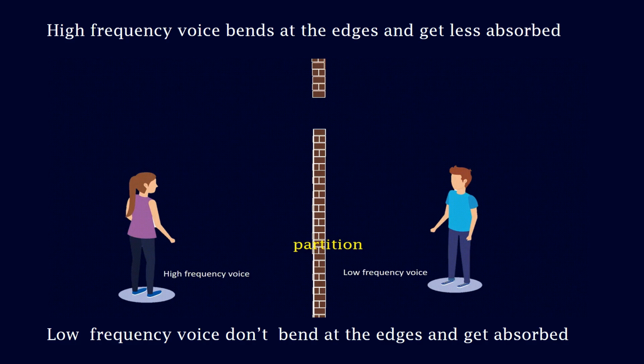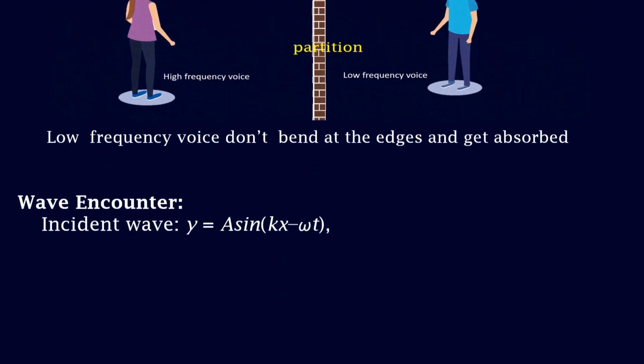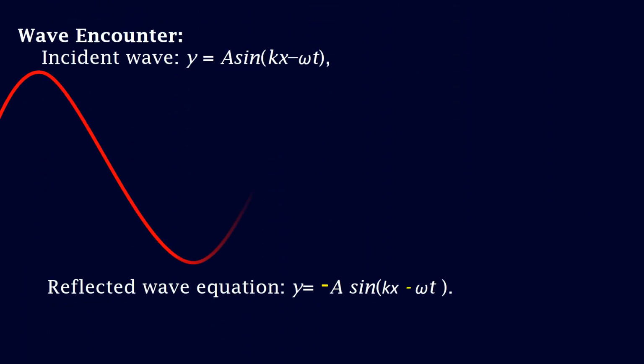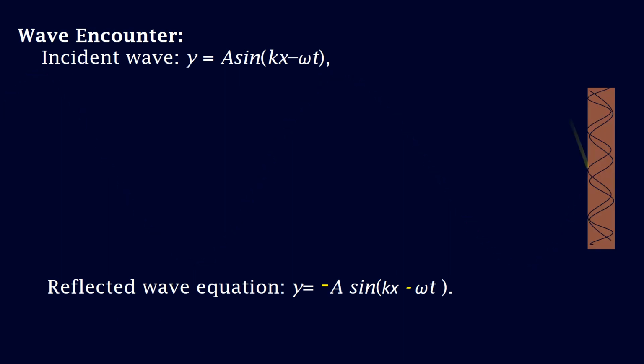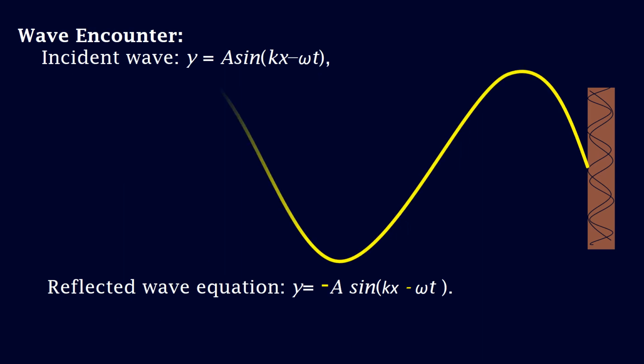When a wave encounters an unyielding boundary, magic happens. It reflects. Picture a wave happily cruising along only to meet a solid wall. Instead of giving up, it elegantly bounces back.